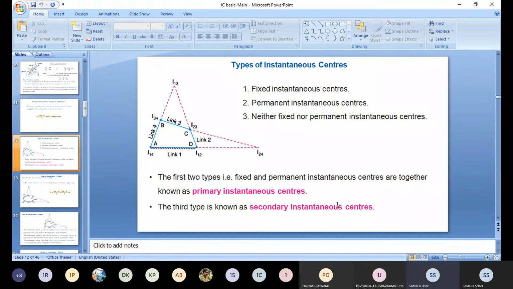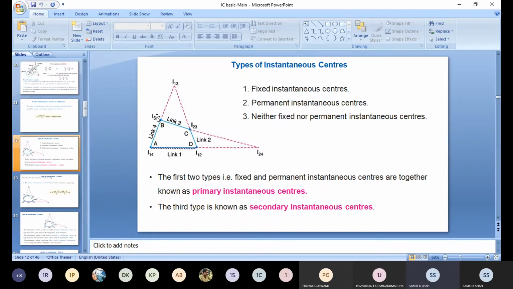Now the remaining points we can get very easily. Link 2 and link 3 are there, so it is called I23. Here we just join link 2 and link 3, so we get the point I23. Now talk about the last link of the mechanism, link 4 and link 3. Its instantaneous center is considered as I34.